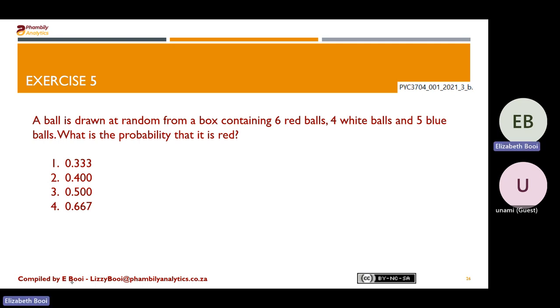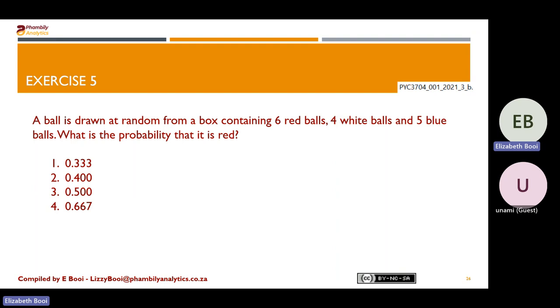You must let me know if I'm going too fast. Let me just ask you to answer this one so that it doesn't mean I'm giving you all the answers. A ball is drawn at random from a box containing six red balls, four white balls, five blue balls. What is the probability that it is red?